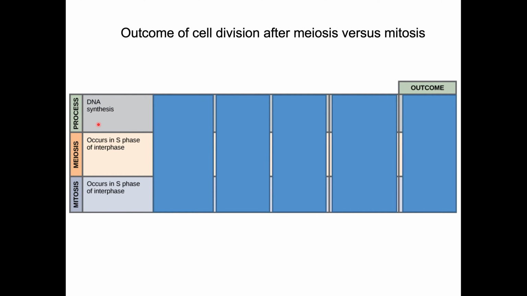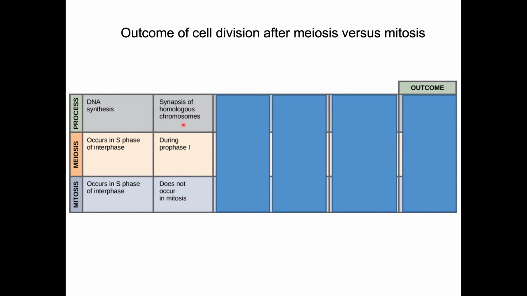So let's do more comparison. We're going to compare mitosis and meiosis with respect to various different processes. So the first process we're going to look at is DNA synthesis. Do chromosomes replicate? Yes, for meiosis and mitosis, in both of them, chromosomes replicate, and it happens during the S phase of interphase.